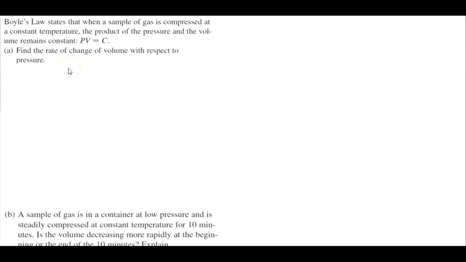Okay, so the first thing is we're going to take a look at the formula, which is PV equal to C. And what we want to do is solve for the volume, because it's asking us to find the rate of change of volume with respect to pressure. So in order to solve for V, we're going to divide both sides by P. So we're going to get V equal to C over P. Okay, but since we're going to find the rate of change, we want to make this a little bit easier on us. So we're going to rewrite this as V equal to C P to the -1 power.